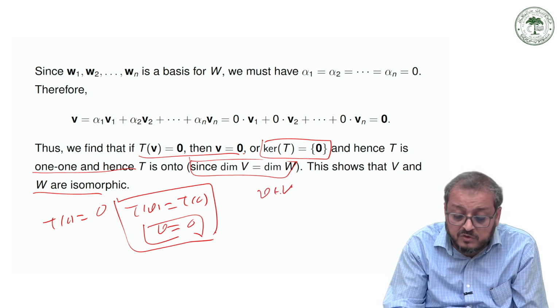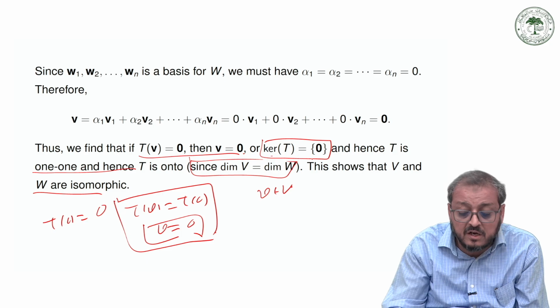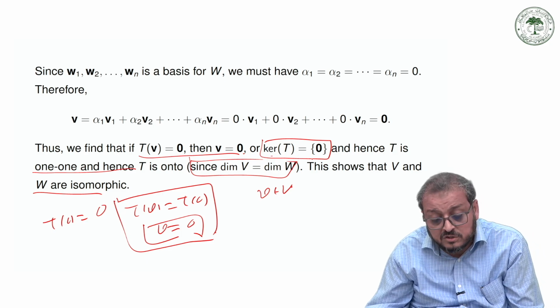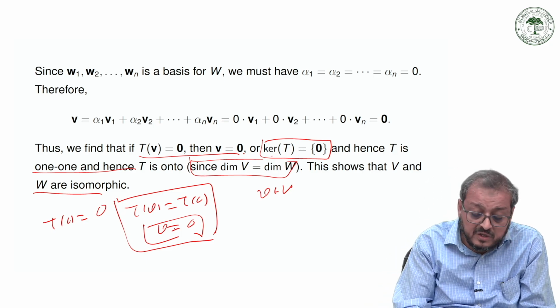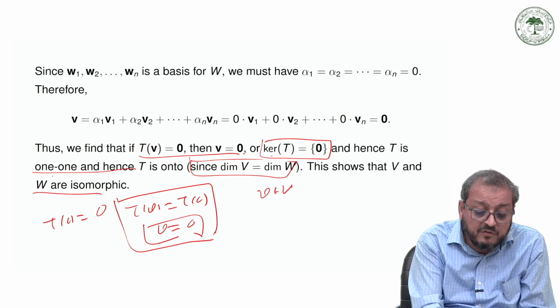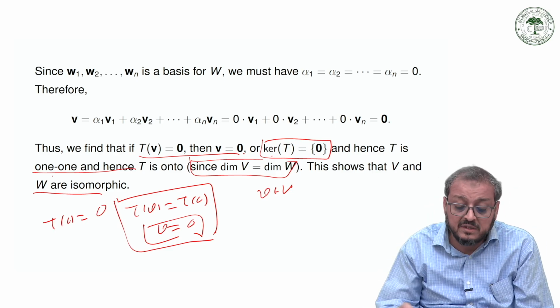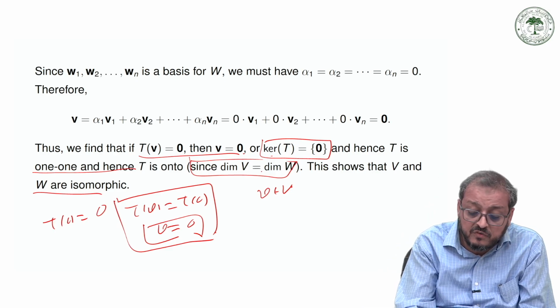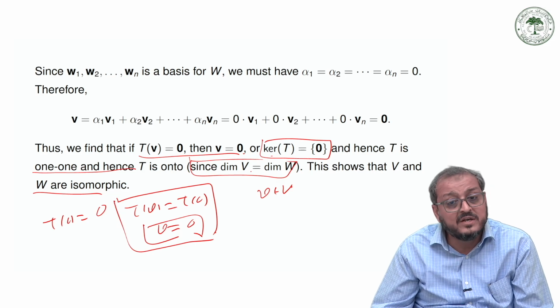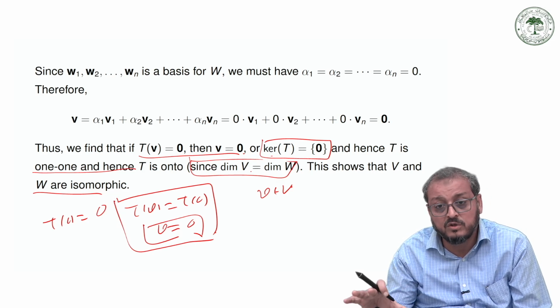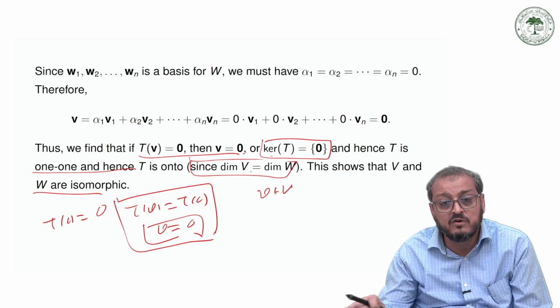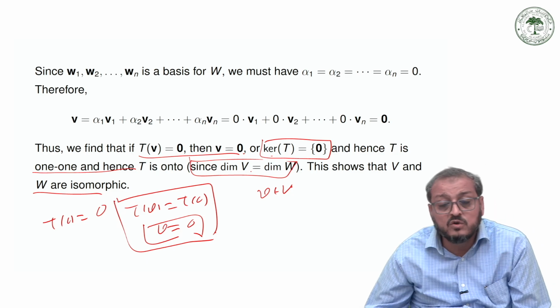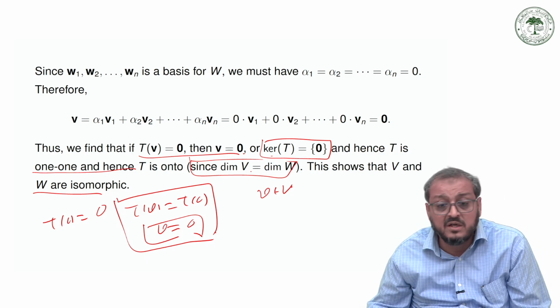So T(v) = 0 gives v = 0, the only possibility, so the kernel of T is only the zero subspace, and then we can say that clearly T is 1-1. Because the dimension of V and the dimension of W are the same, by using this theorem, when both dimensions are the same, T is 1-1 if and only if T is onto. So T is also onto. Now this shows that V and W are isomorphic.